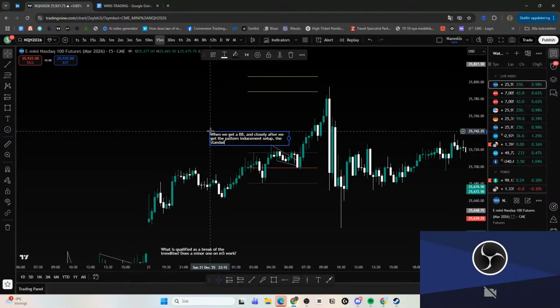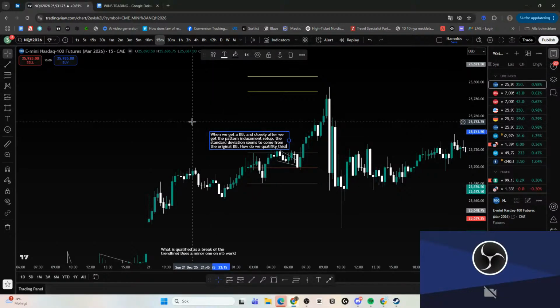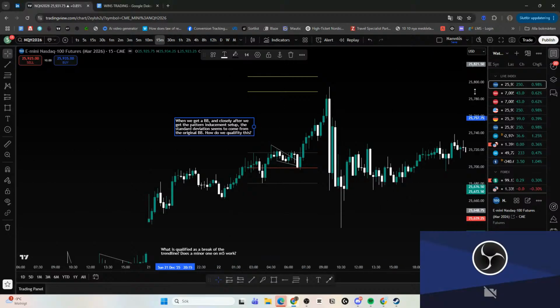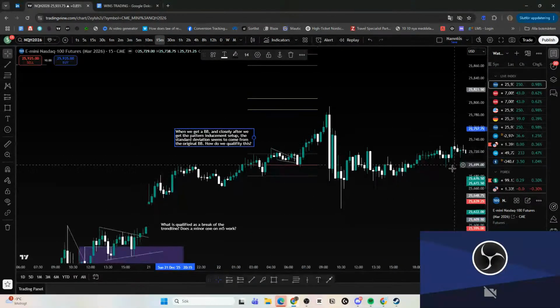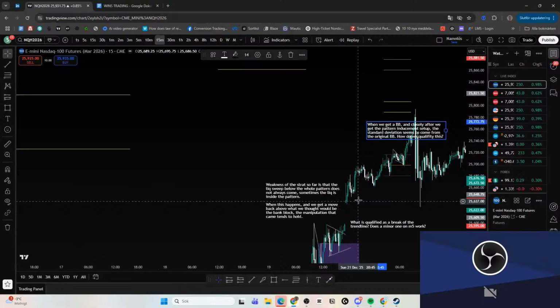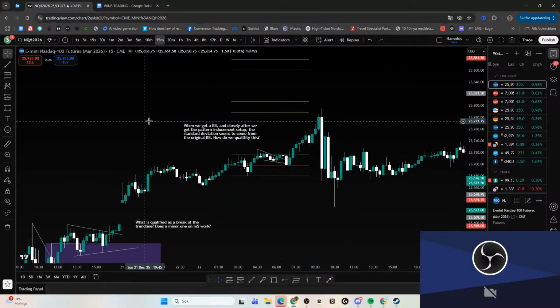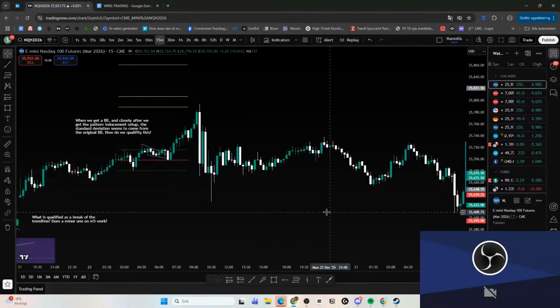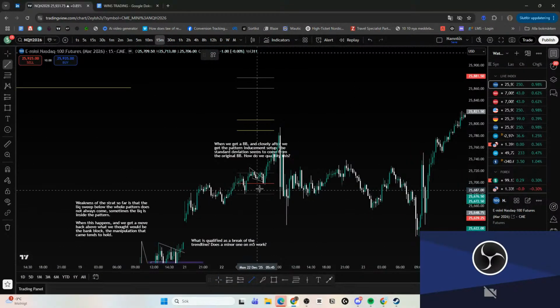The standard deviation seems to come from the original bank block. How do we qualify this? Now, remember, this is obviously slightly easier than future testing, but we're going to do a lot of live trading in the upcoming time as well.